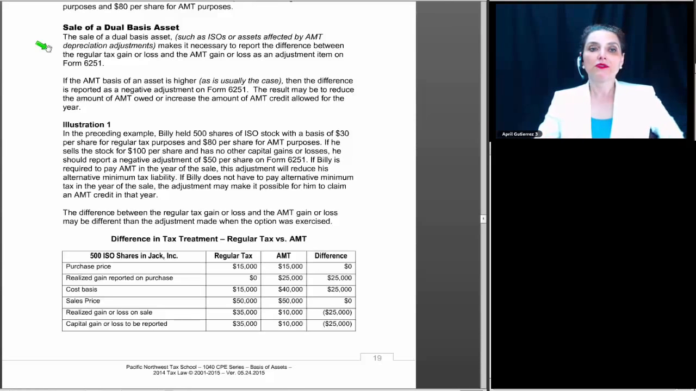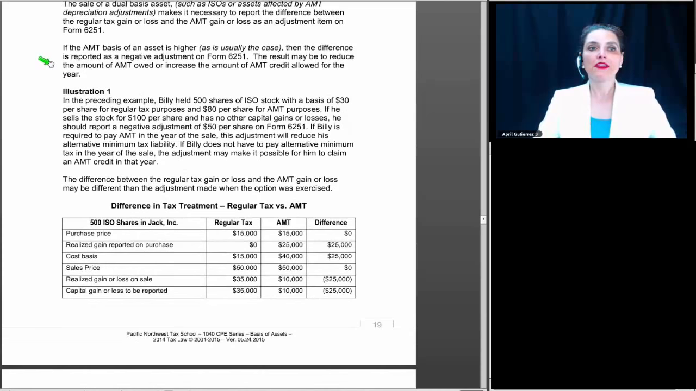So the sale of a dual basis asset, such as an ISO, or assets that were affected by AMT depreciation deductions or adjustments, makes it necessary to report the difference between the regular tax gain or loss and the AMT gain or loss as an adjustment item on Form 6251. If the AMT basis of an asset is higher, as is usually the case, then the difference is reported as a negative adjustment on Form 6251. The result may be to reduce the amount of AMT owed or to increase the amount of AMT credit allowed for the year.